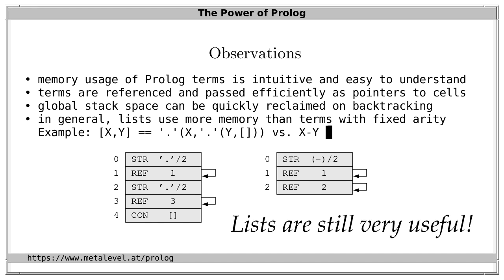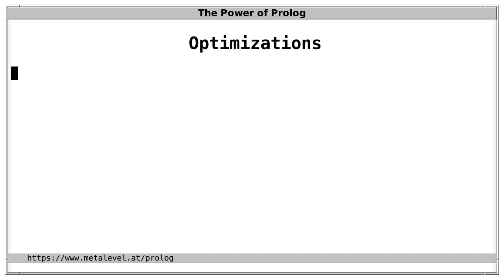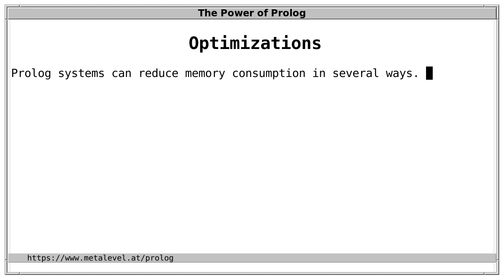But of course lists are still extremely useful, so don't get carried away with such micro-optimizations, because there are many good reasons for using lists. For example, because Prolog provides many built-in predicates and also DCGs for reasoning about lists. And there are, of course, also many opportunities for optimization. I mean, Prolog systems can reduce memory consumption in several ways.